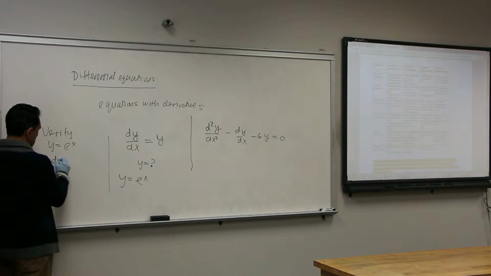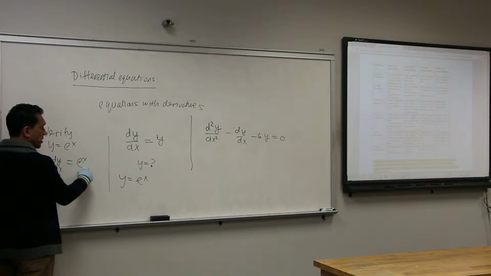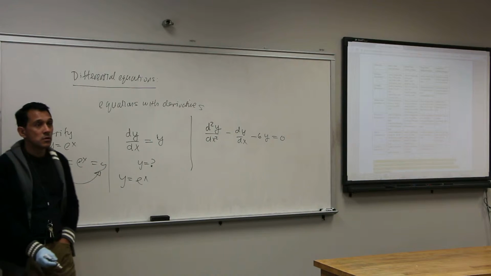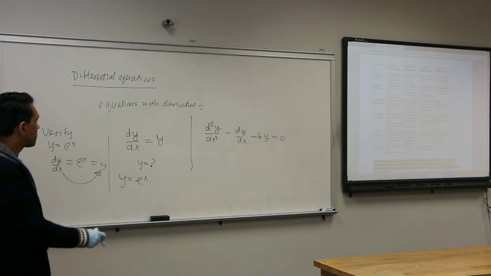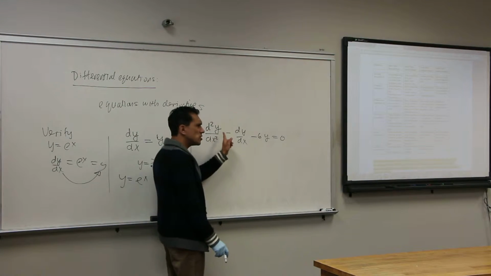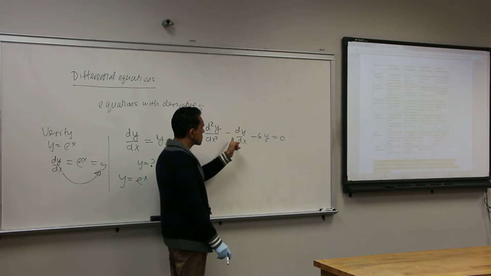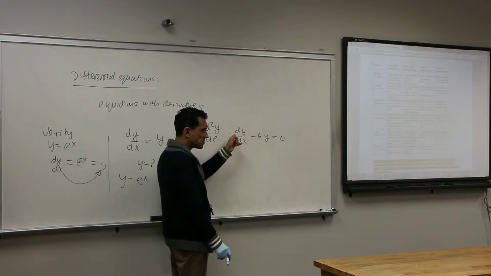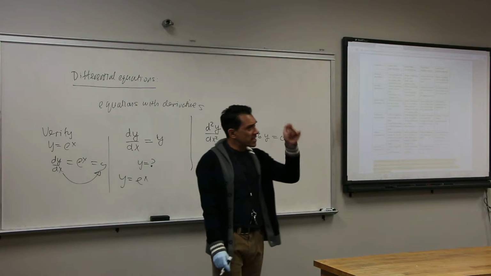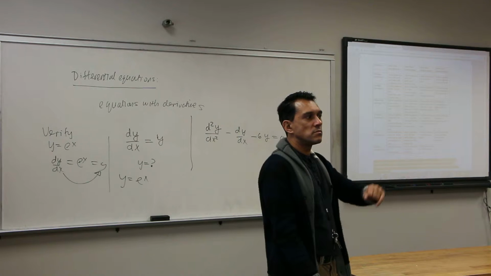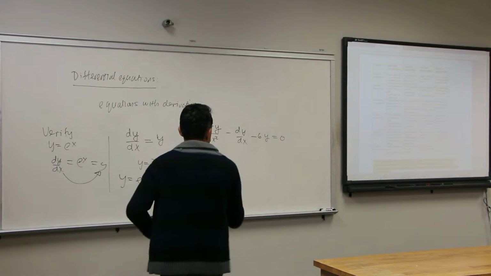What is dy by dx? E to the x. Verify. Now we're looking for a function. When you differentiate it twice, and then you subtract its derivative, and then you subtract 6 times it, you will get 0. Anybody know what that function is?